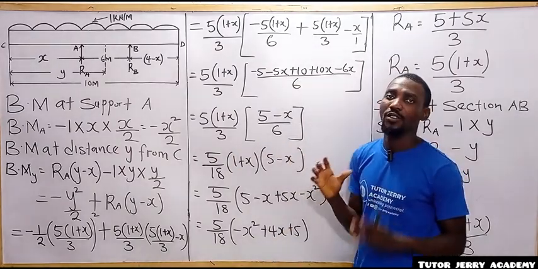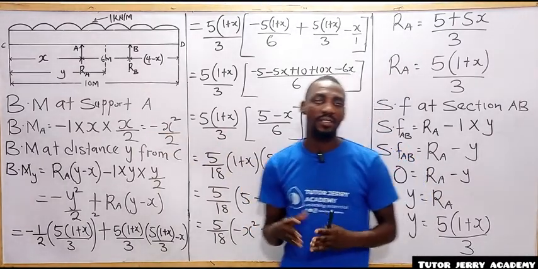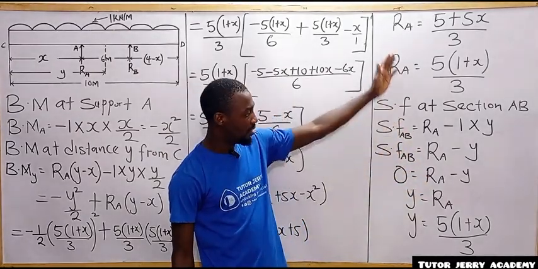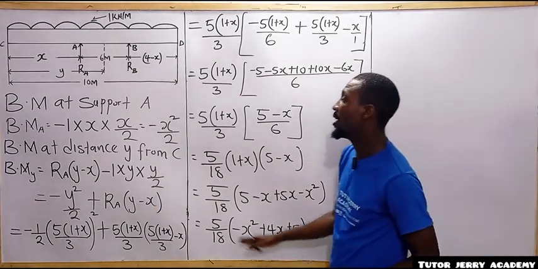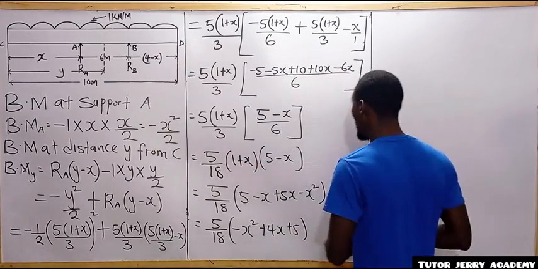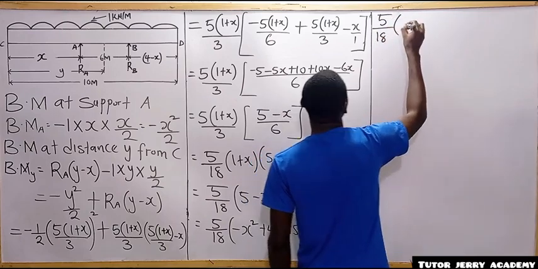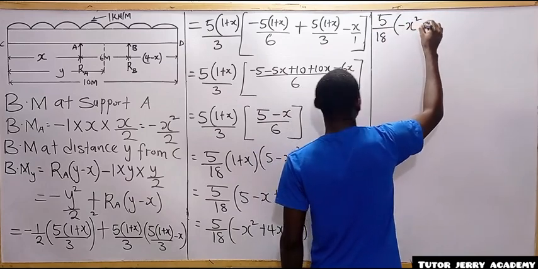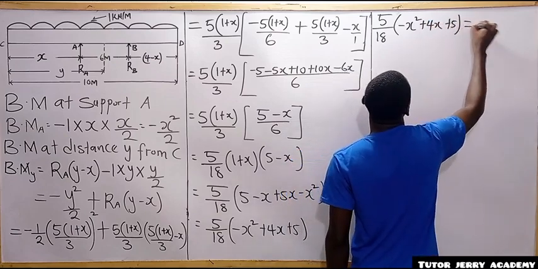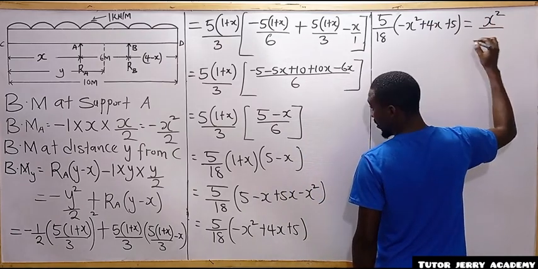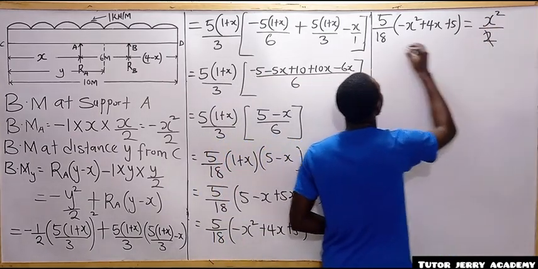All right, but by the time we are equating these two equations, we are going to neglect this negative sign. So we are going to equate the two equations, this equation here and this equation here, neglecting this sign. So we are going to have 5 all over 18 into negative s squared plus 4s plus 5 equals s squared all over 2.